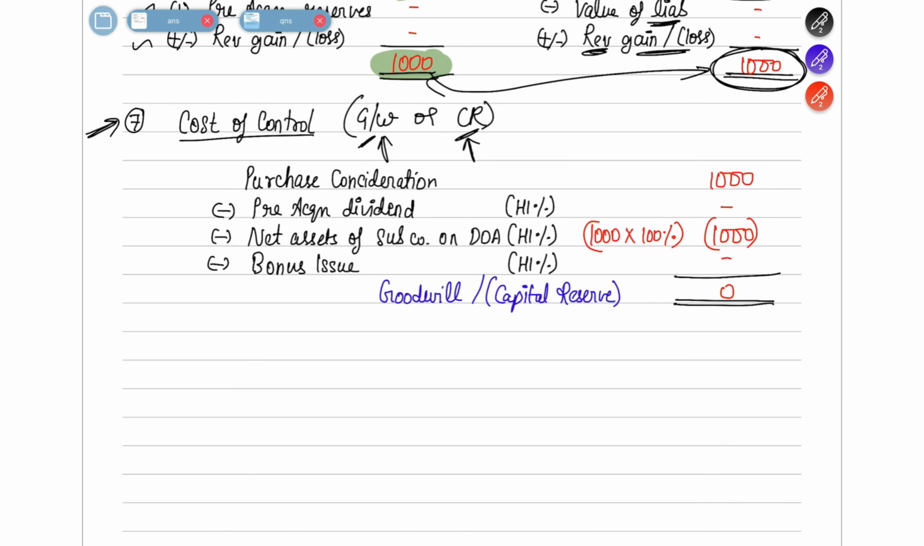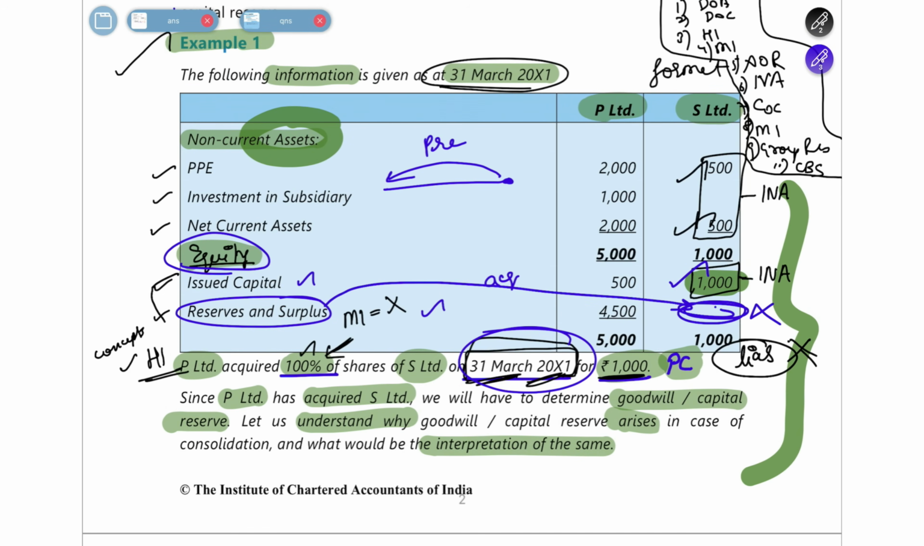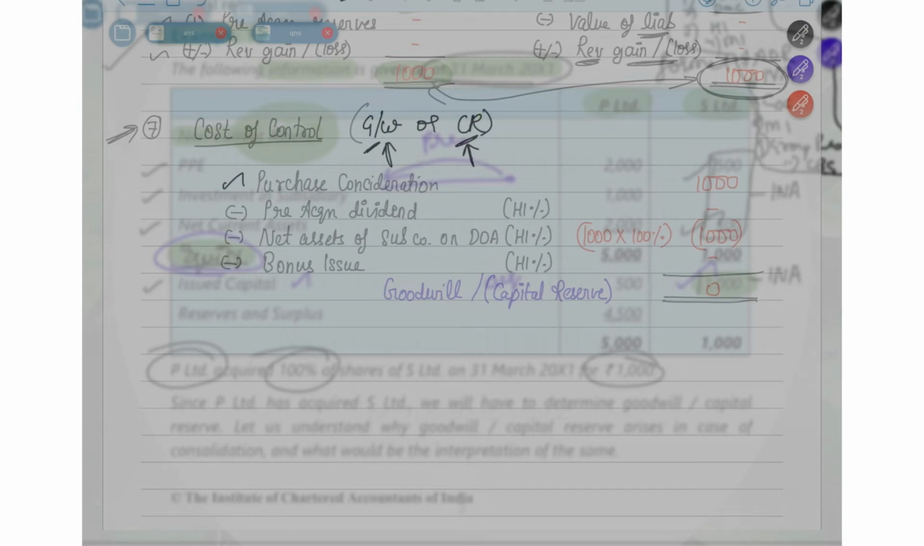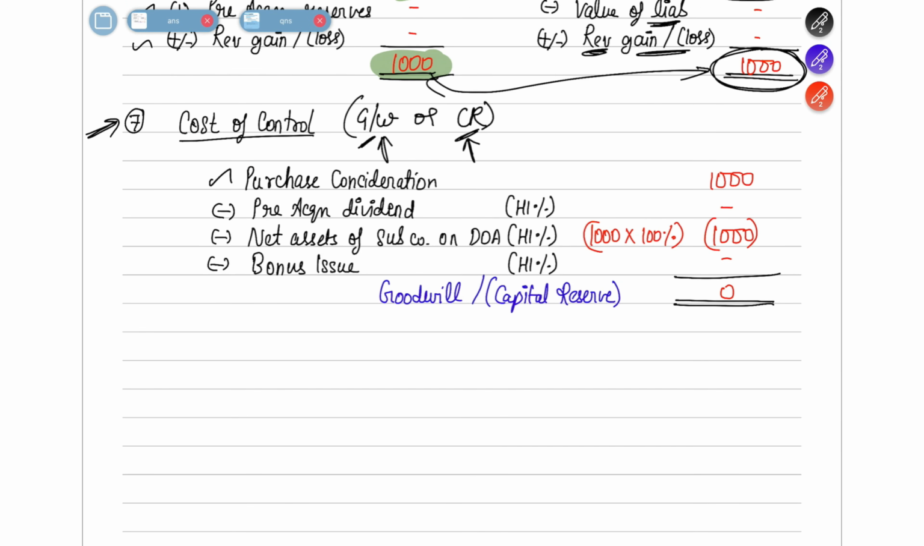Okay. So first, what you have to write is the purchase consideration. In the question it was already written. Let me clear this out for you. Like you told, P Limited had acquired 100% for 1000 rupees. So 1000 rupees is your purchase consideration.